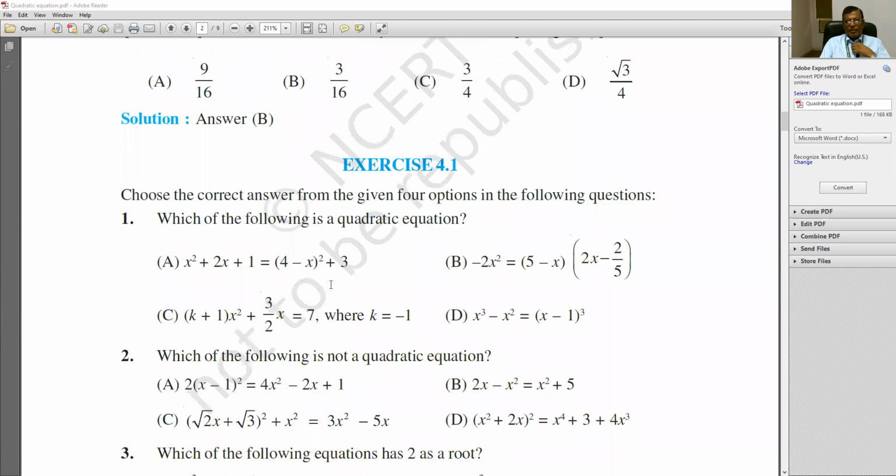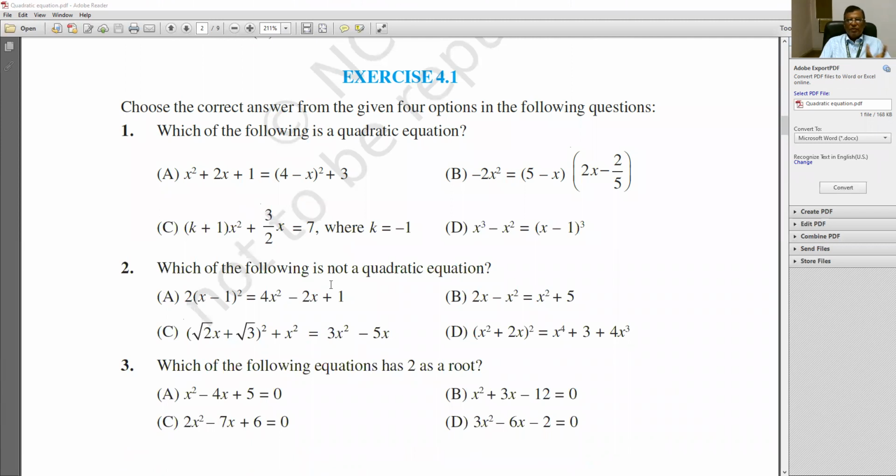Now, please take the screenshot of this numerical problem, because you have to do all these numerical problems, and this may be part of your evaluation. This is part of your examination.